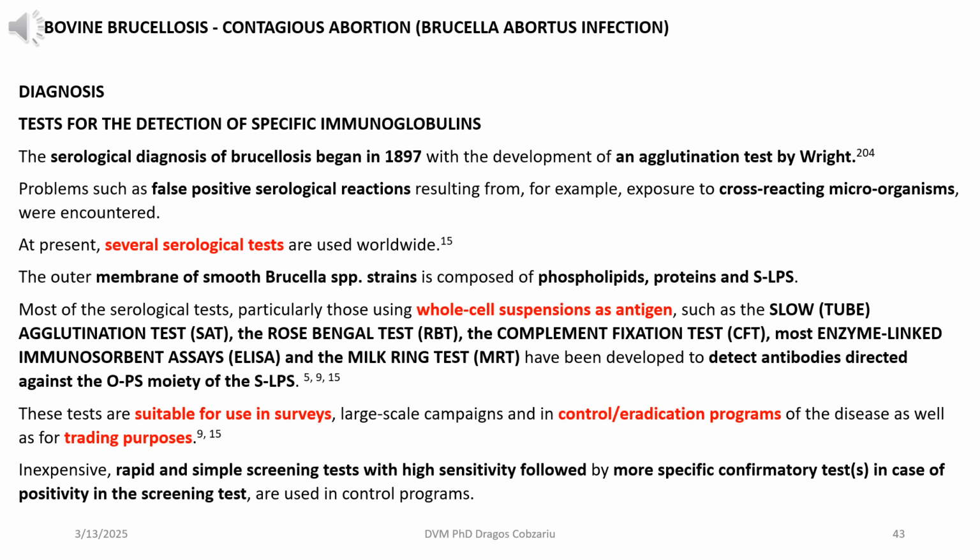The outer membrane of smooth Brucella spp. strains is composed of phospholipids, proteins and SLPs. Most of the serological tests, particularly those using whole cell suspensions as antigen, such as the slow tube agglutination test (SAT), the Rose-Bengal test (RBT), the complement fixation test (CFT), most enzyme-linked immunosorbent assays (ELISA), and the milk ring test (MRT), have been developed to detect antibodies directed against the OPS moiety of the SLPs.